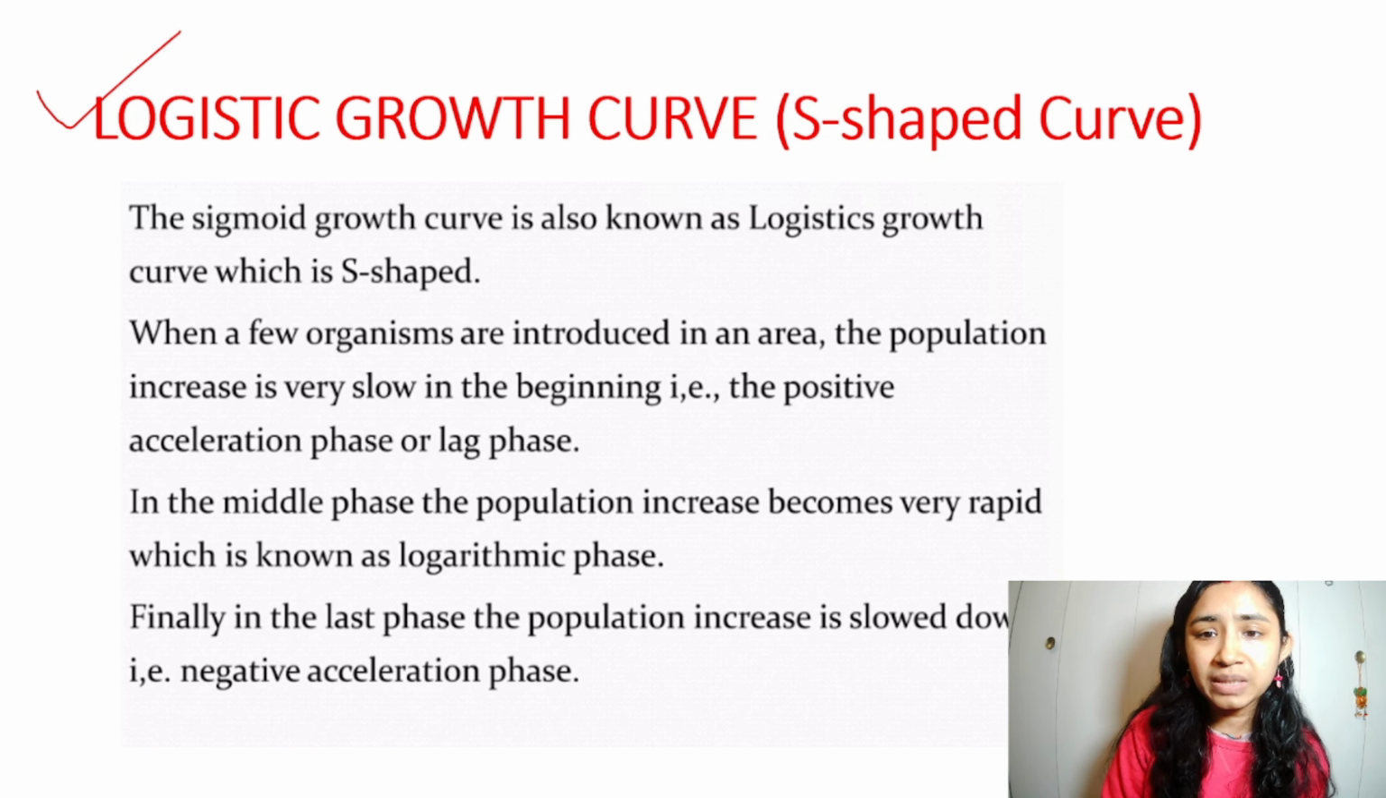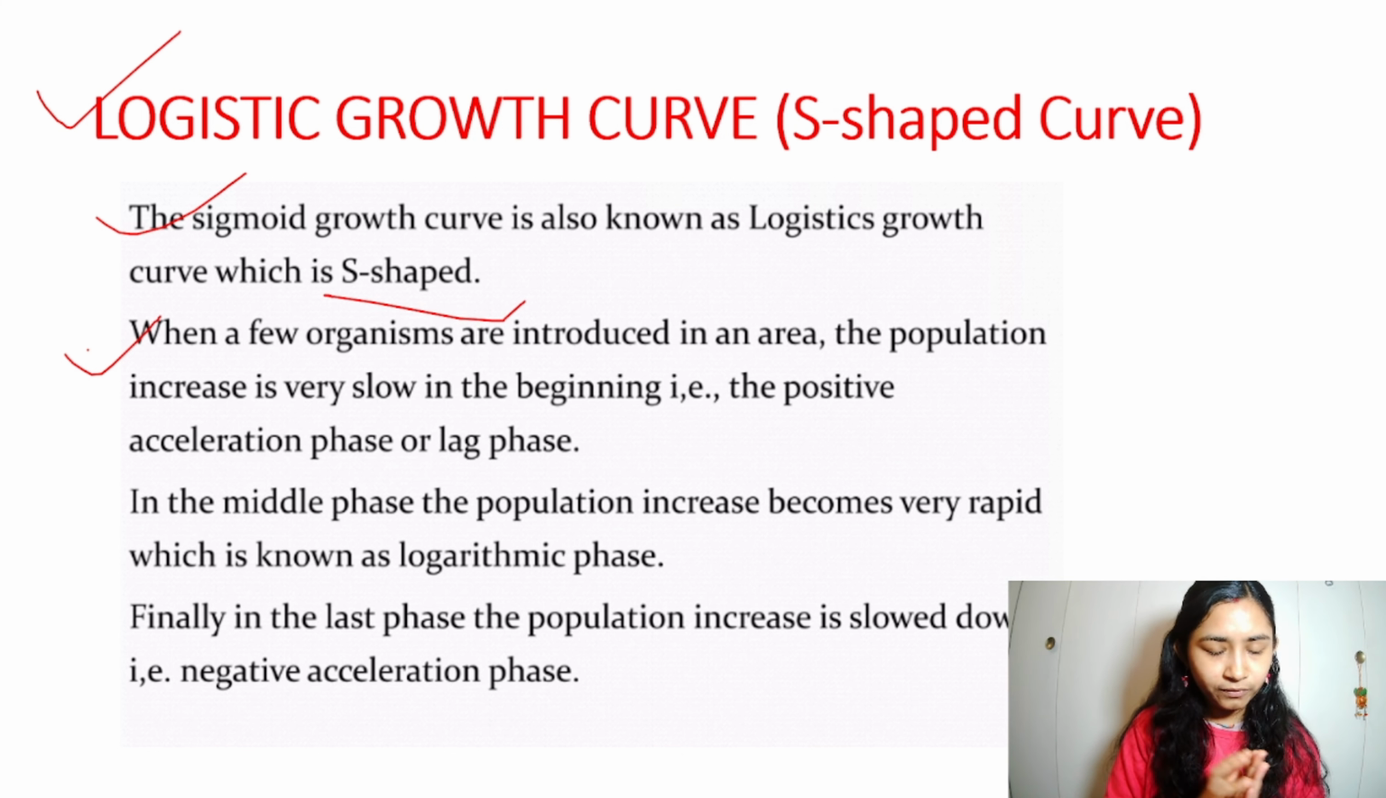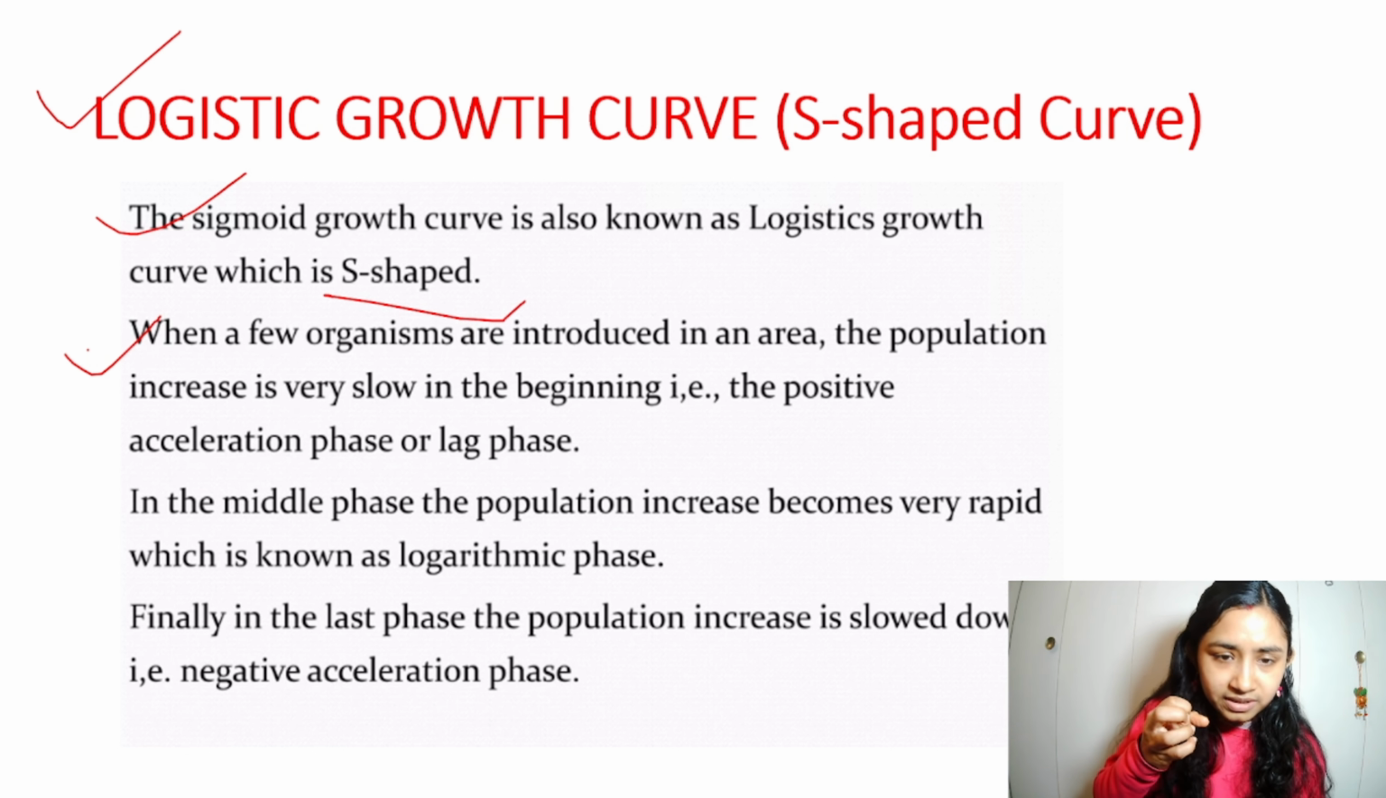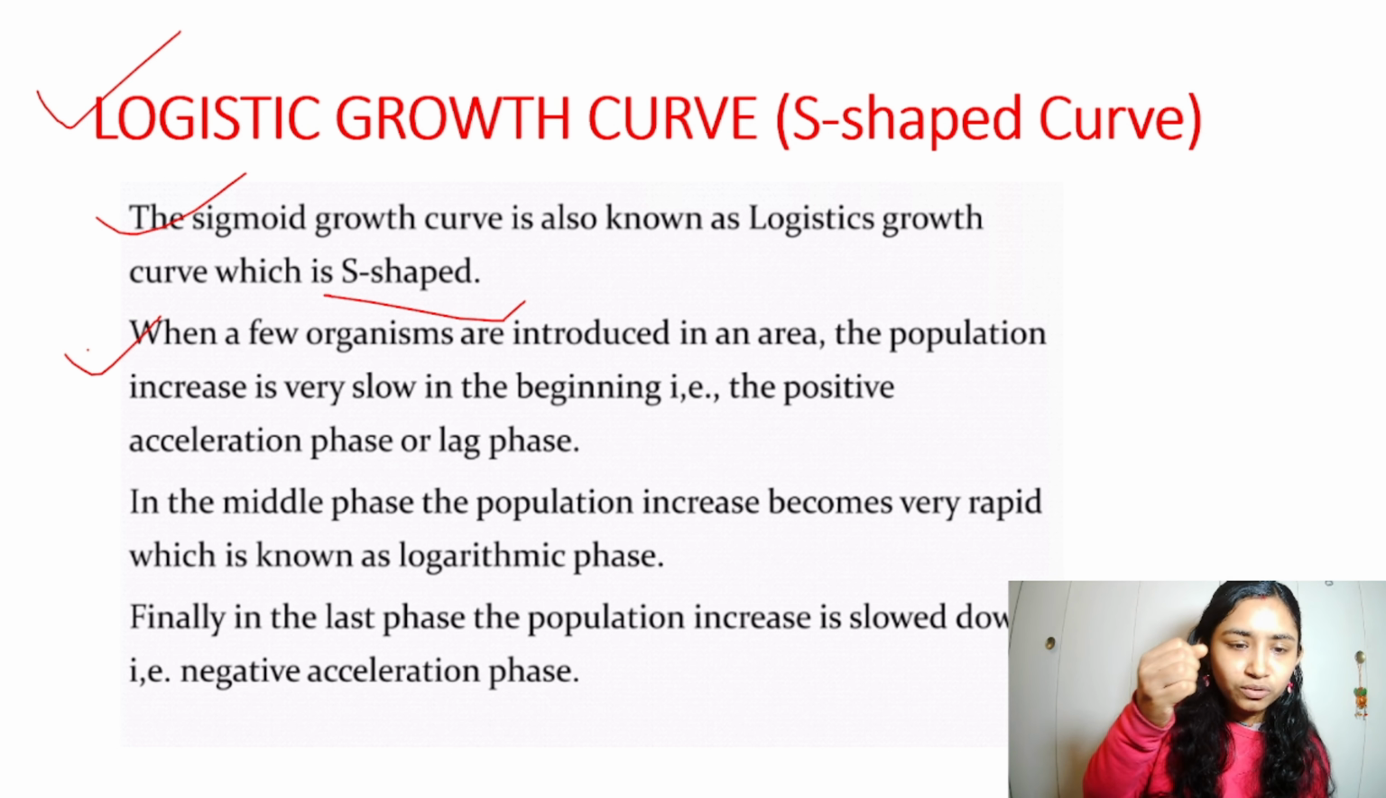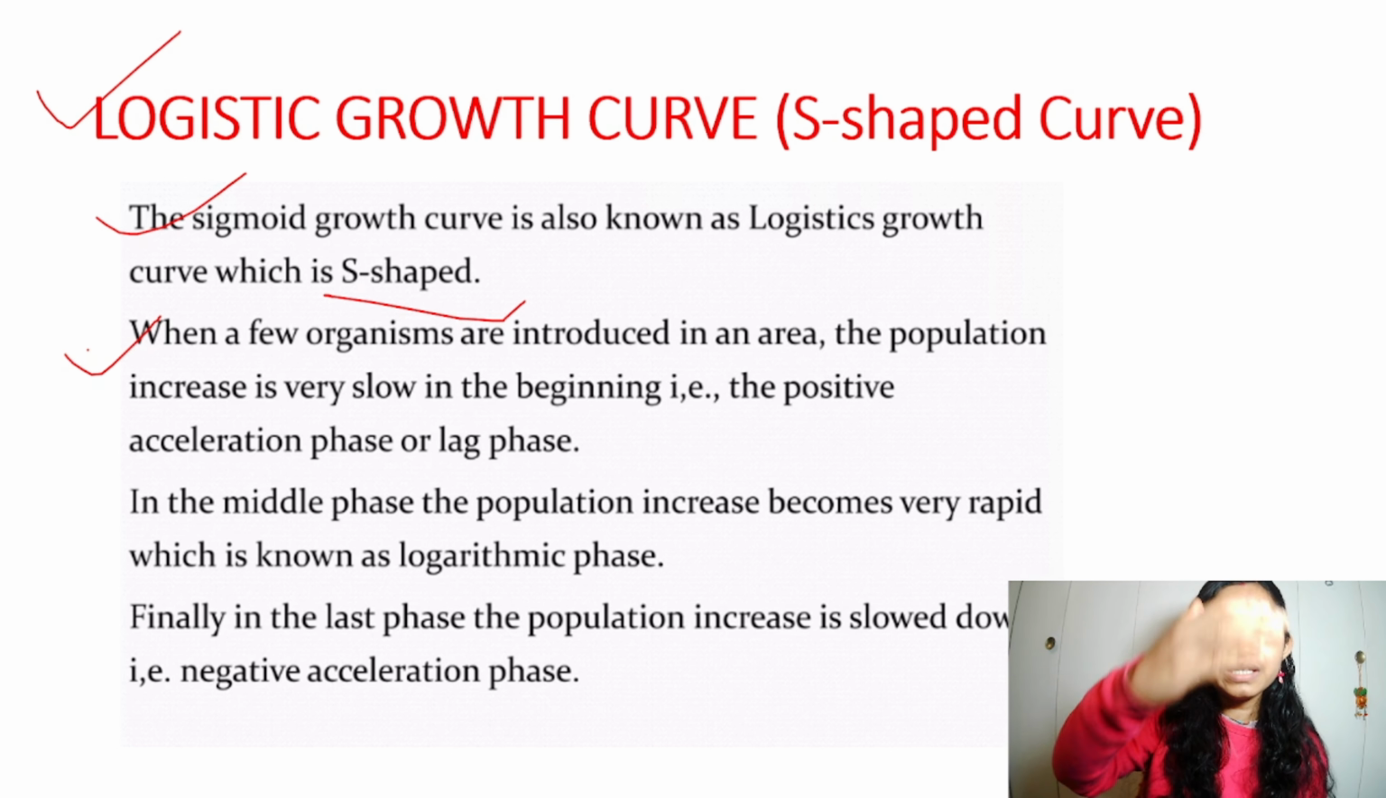The shape of the curve is S-shaped. The sigmoid growth curve is also known as the logistic growth curve. When few organisms are introduced in an area, the population increase is very slow in the beginning; that is the positive acceleration phase or lag phase. Suppose a few organisms are brought into an area with a medium amount of resources; the organisms tend to grow very slowly. That's known as the lag phase, like they are accelerating slowly.